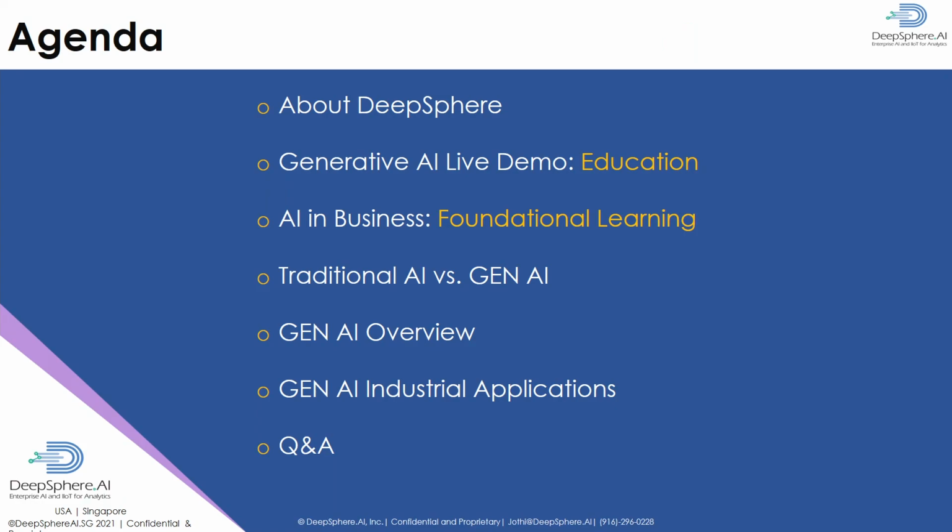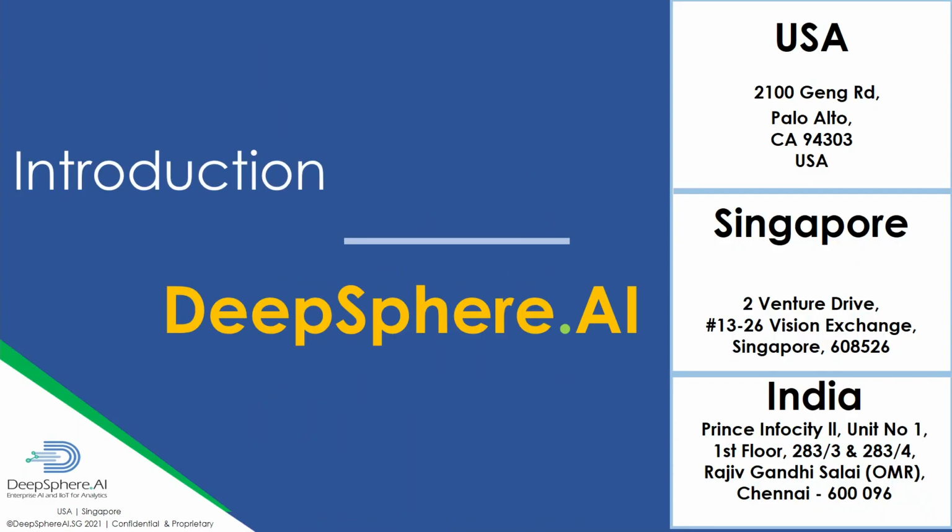So this is the high-level agenda. We would like to introduce DeepSphere. We also want to talk about how generative AI is applied in education, and some foundational skills we need if we want to work in artificial intelligence on the business side. What's the difference between traditional AI and Gen AI? How does Gen AI work? And some of the industry applications. In case there are any questions, we can take them at the end. That's how the program is structured. So with that said, I would like to introduce DeepSphere.